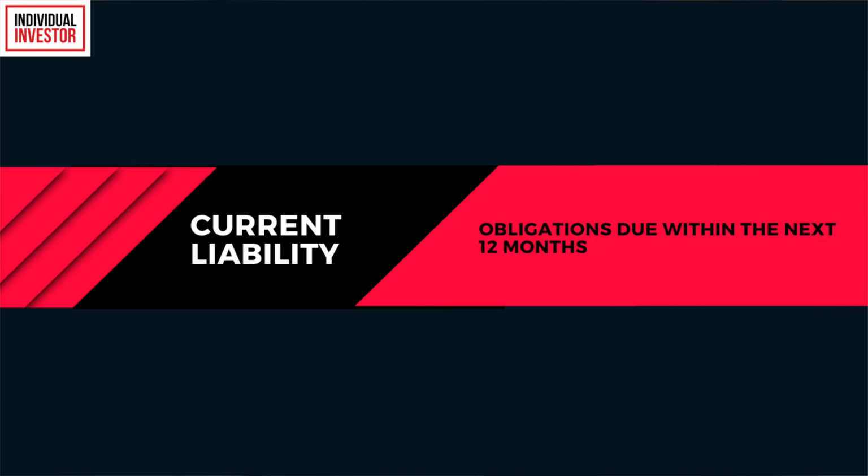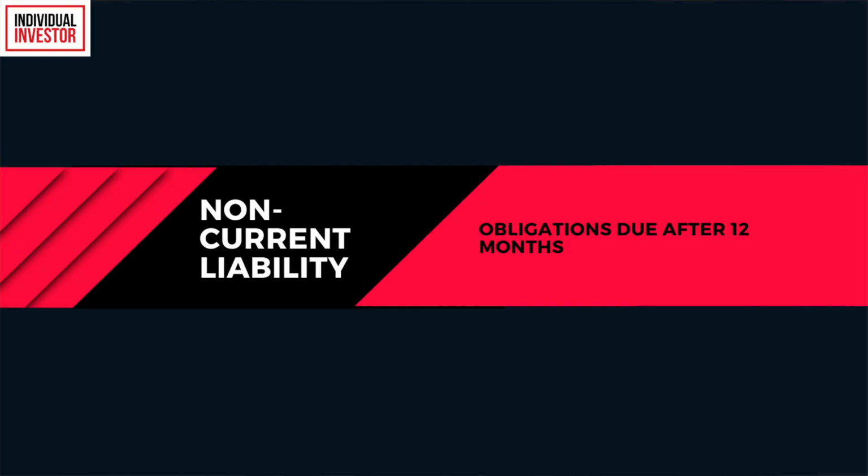When analyzing a company's balance sheet, you will notice that there are two types of liabilities: current liabilities and non-current liabilities. Current liabilities are obligations that are due within the first 12 months, whereas non-current liabilities are due after 12 months or a year.